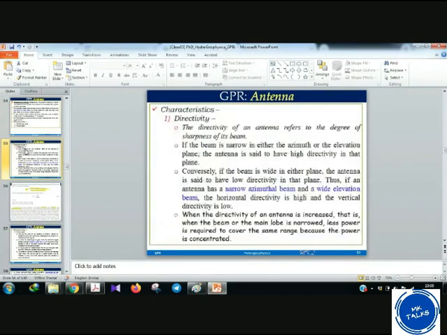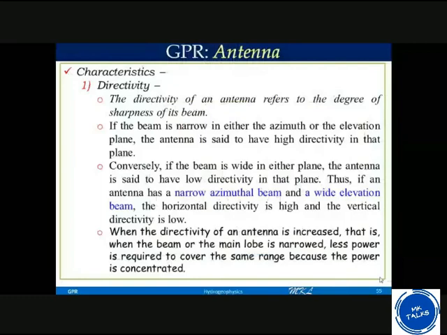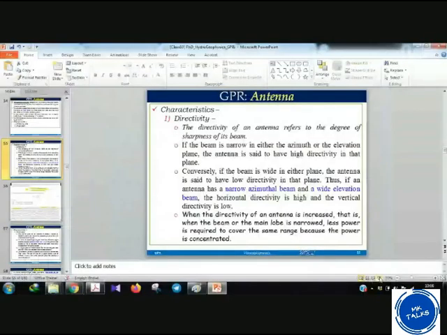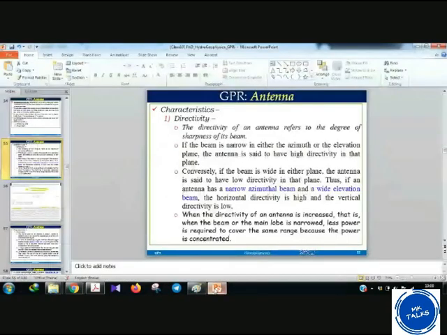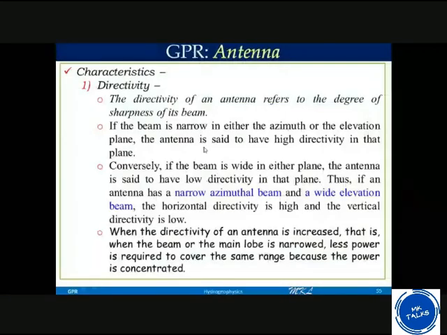So what is directivity? The directivity of an antenna refers to the degree of sharpness of the beam. It means how sharp the signal you are transmitting is. If your signal has less directivity, or if your signal is wide, then the dispersion will be more, but if it's sharp, then the dispersion will be less. If the beam is narrow in either the azimuth or elevation plane, the antenna is said to have high directivity. That is what we theoretically presume or want to develop. If your beam is pointing in that direction, that will give you high directivity in that plane.